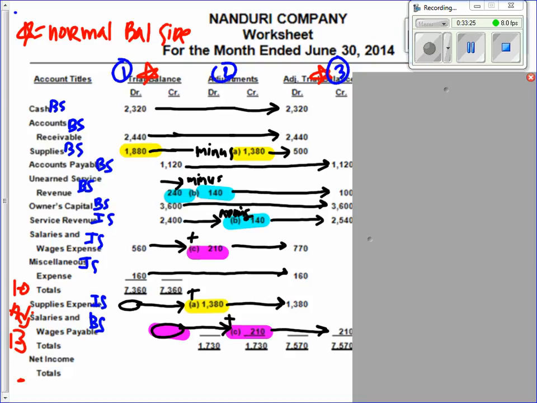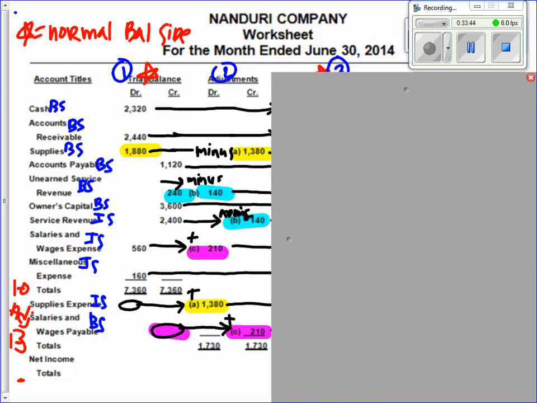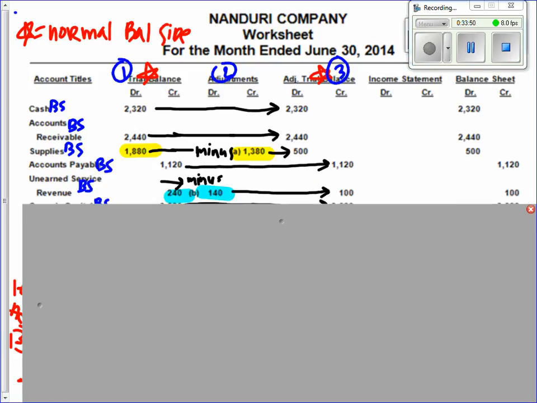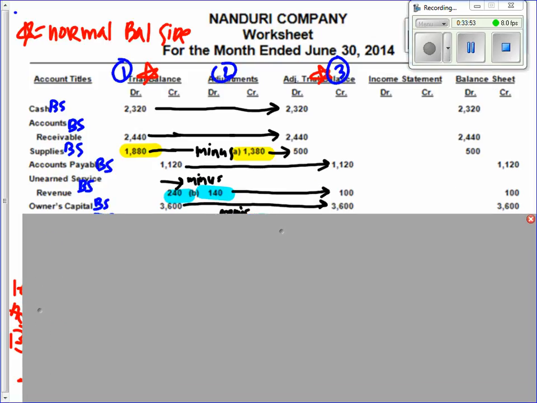Good. Okay, now things are going to get easier because now if you can take a number and just move it, that's all. There's no math involved right now. On step 4, we have to say, okay, adjusted trial balance, are you an income statement or balance sheet account? Okay. Let's do the top half. What line is owner's capital on? 6? Okay. That's all we're going to do is lines 1 through 6.